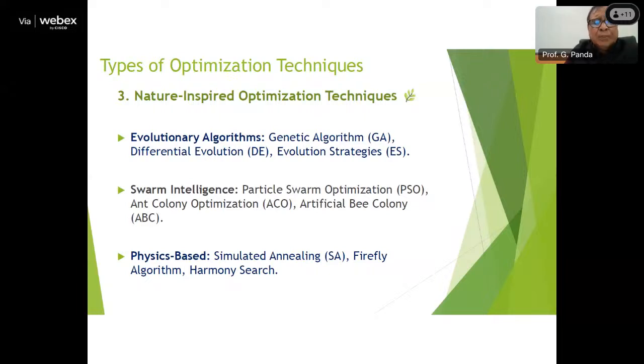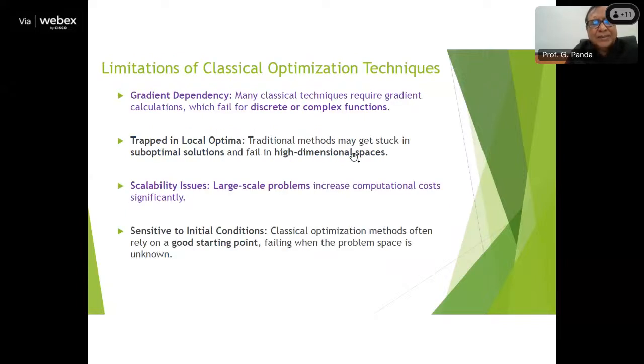Next one is physics-based. Principle of physics: simulated annealing, firefly algorithm, harmony search. These algorithms are based on principle of physics.